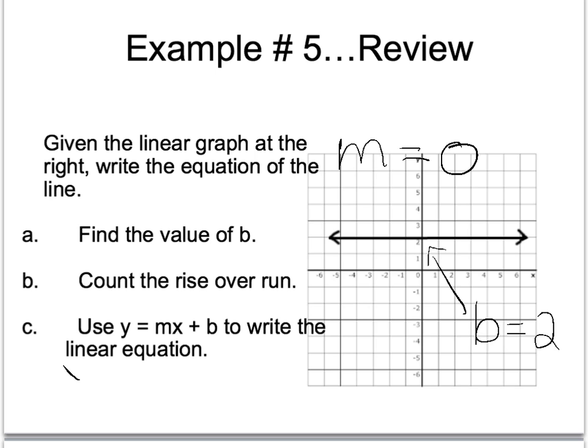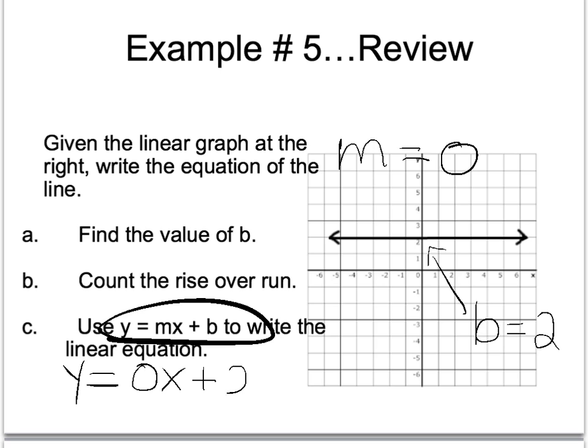And so when I write my y equals mx plus b, I have m is 0, which is 0x, plus b, which is 2. And I don't need to write the 0x. So I really have y equals a +2. And this was one of those special type of lines that I call special because it's just a line that crosses the y-axis at 2.